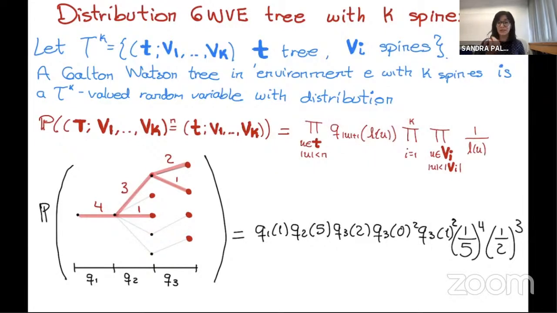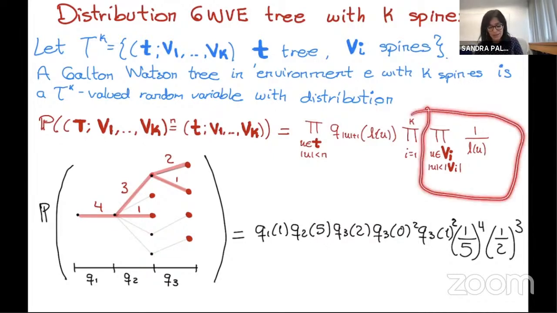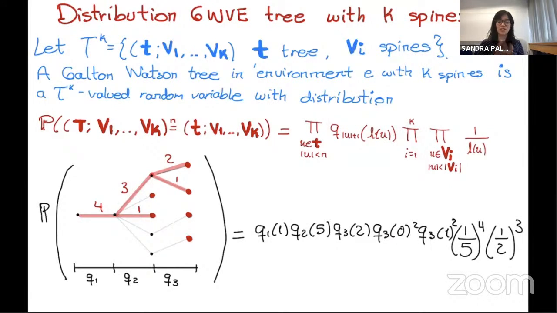And then I need to select the spines. So the spines will be selected in this form. Remember that from the children that you have, we select uniformly which one, or in what place, we move. And that is why we have this 1 over L of U.